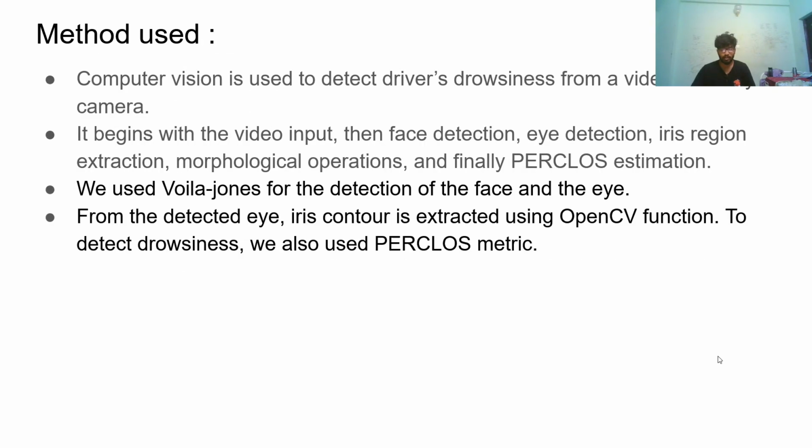So coming to the method we used here, we used Viola-Jones for the detection of the face and the eye. From the detected eye, the iris contour is extracted using an OpenCV function. To detect drowsiness, we also used the PERCLOS metric. In summary, PERCLOS has been used as the best potential measure of drowsiness compared to the other ocular metrics. PERCLOS is the percentage of eye closure during a certain time interval.